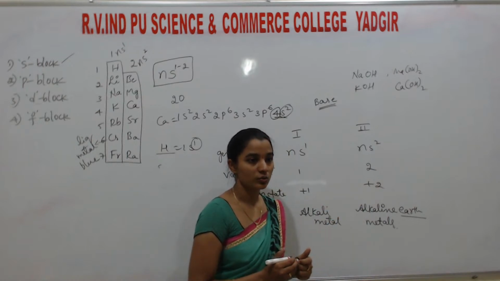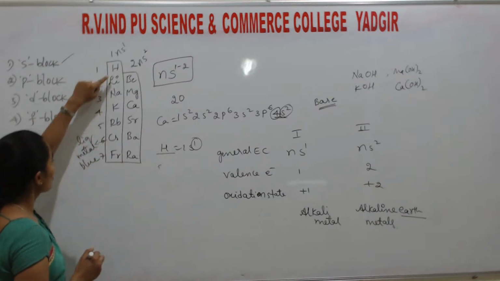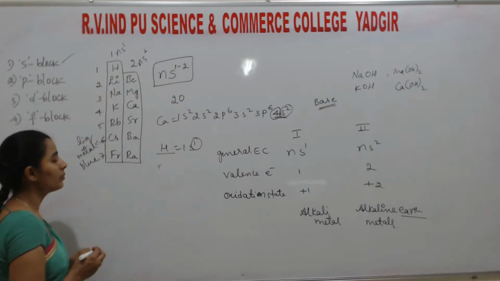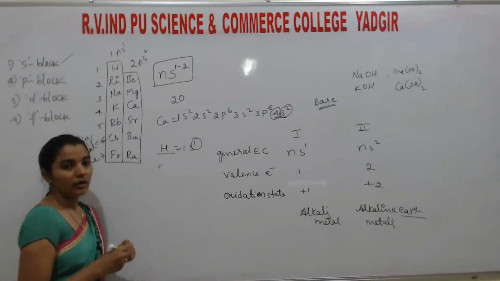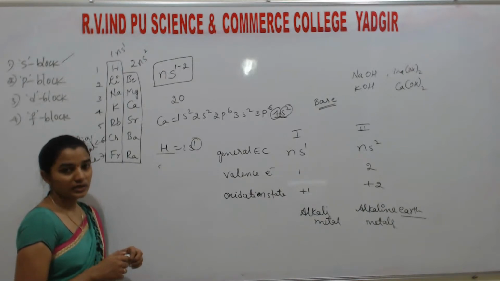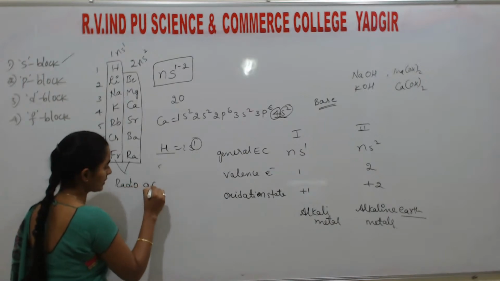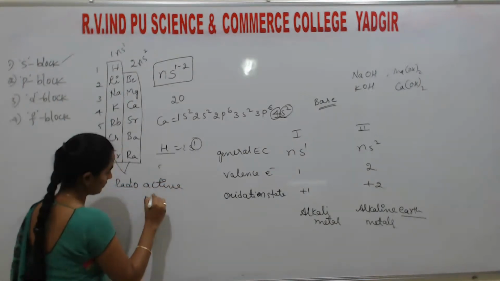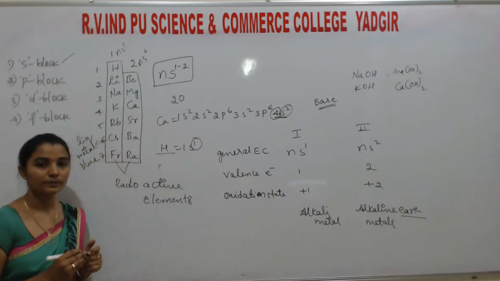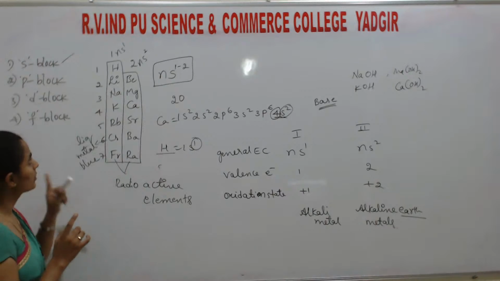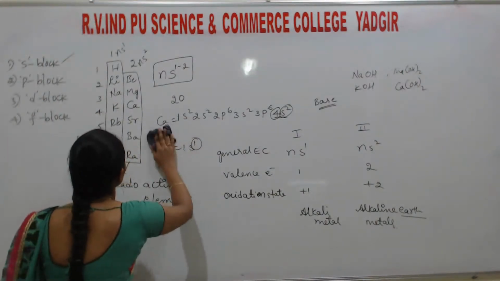Okay, so this is for the s block. Remember, students, among these, cesium is a liquid metal which is blue in color, and francium and radium are what? Radioactive elements. Remember that these two are radioactive elements. Okay, so this is the s block. Now we will study the p block elements.